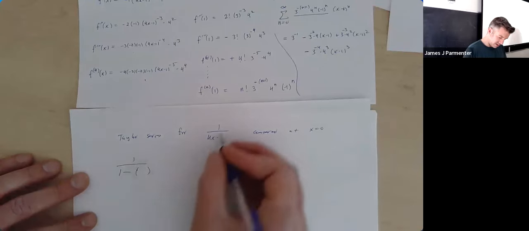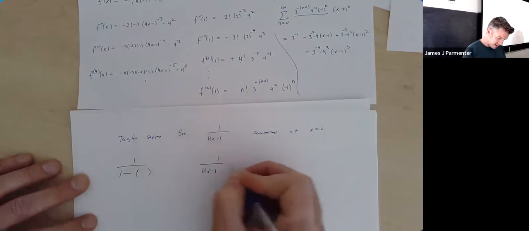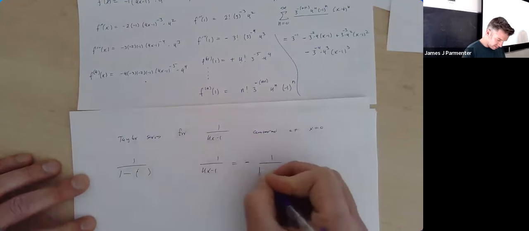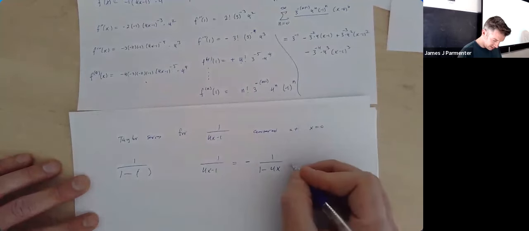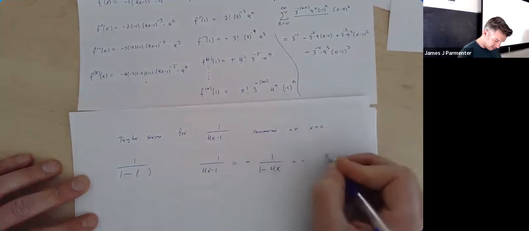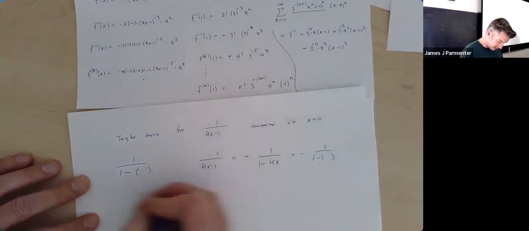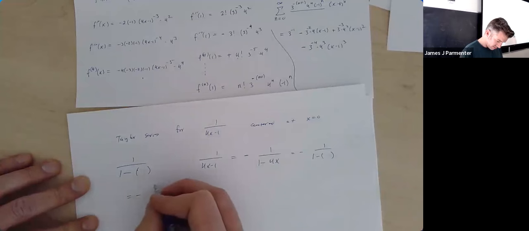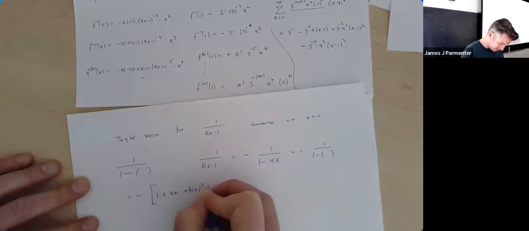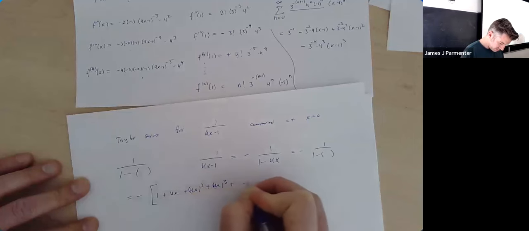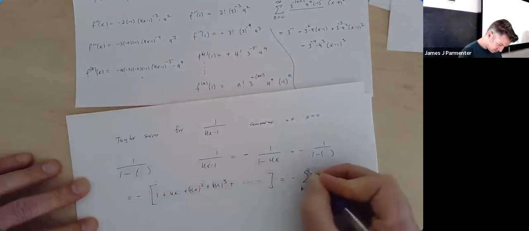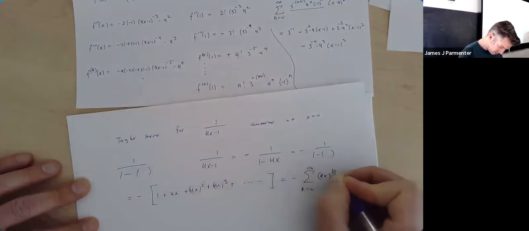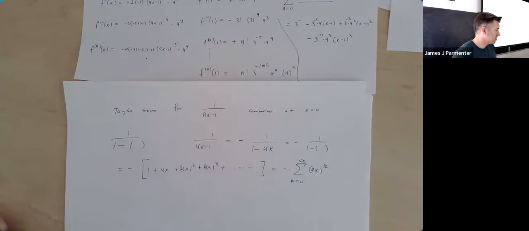I guess I would rewrite. So I'd write 1 over 4x minus 1 as negative 1 over 1 minus 4x. And then this is looking like negative 1 over 1 minus my stuff. So then that's going to be negative, 1 plus 4x plus 4x squared plus 4x cubed, and so on. So that's how you could do this centered at 0.